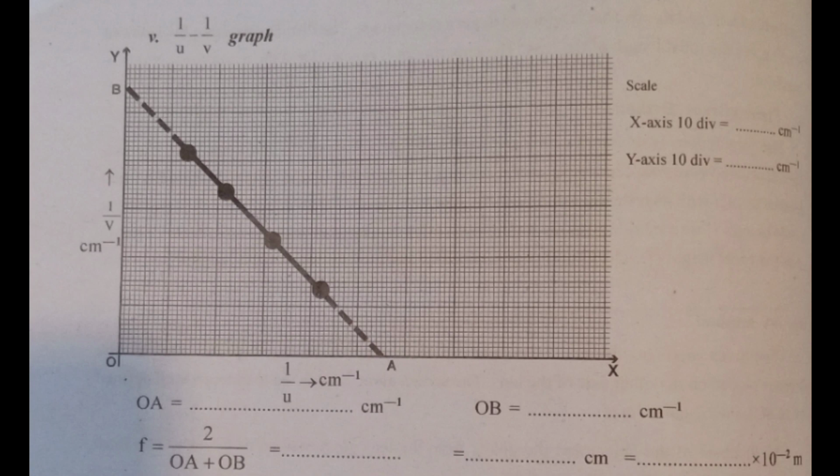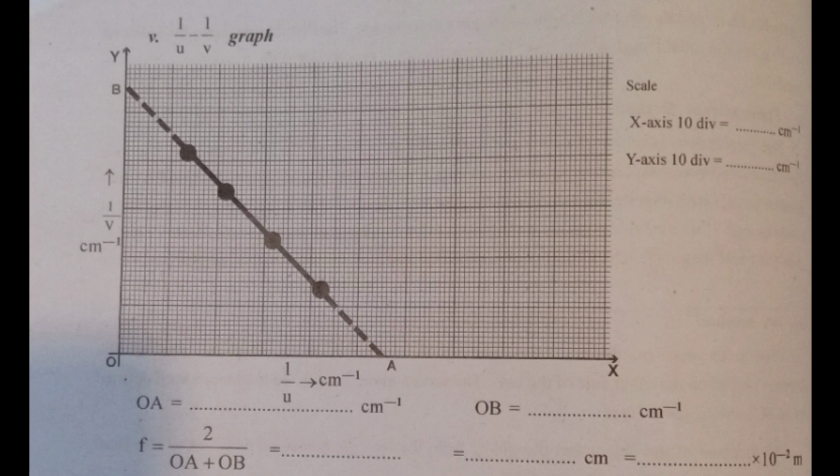Now we can calculate the focal length by using the 1 by u, 1 by v graph. Here we have to take 1 by u along the x-axis and 1 by v along the y-axis, and the unit is centimeter inverse, and we have to mention the scale, that is for the x-axis and y-axis, which quantities we are taking, so that we have to write down. Then we will get the shape of the graph like this.